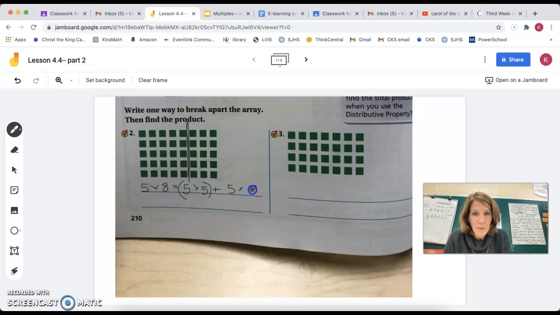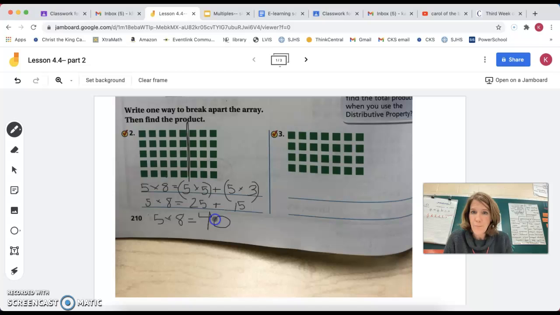All right. 5 times 5 is 25. Plus 5 times 3 is 15. 25 plus 15 is, so this would be, I can write that down too. All right, 5 times 8 is equal to 25 plus 15. So 5 times 8 is going to be equal to, what's 25 plus 15? 40.